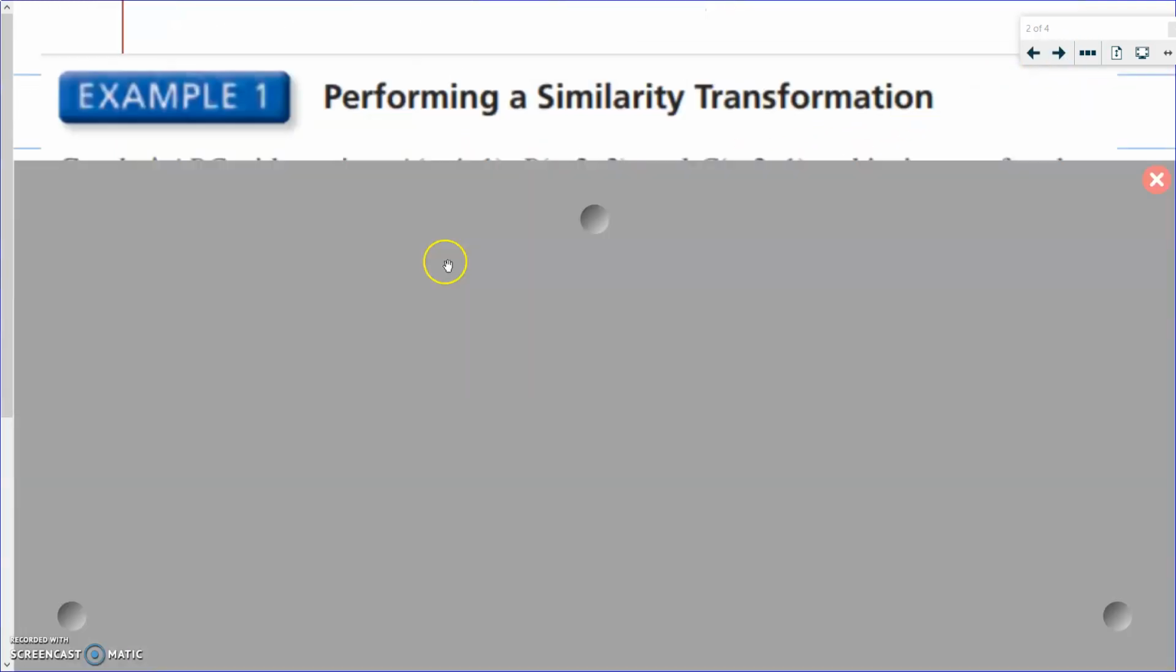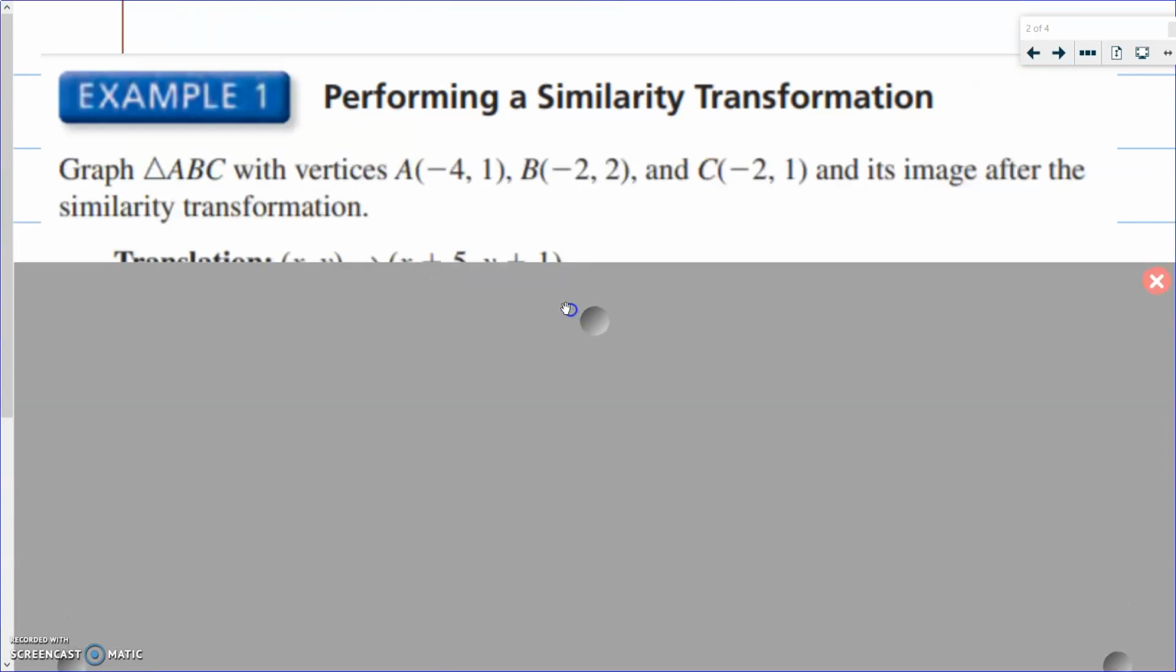So let's look at an example. We're going to perform a similarity transformation. We are given a graph of triangle ABC with vertices A at negative 4, 1, B at negative 2, 2, and C at negative 2, 1, and its image after the similarity transformation. So we're starting here, A, B, and C. There are no primes on it, so it's our starting point.